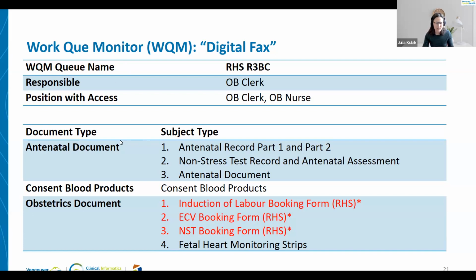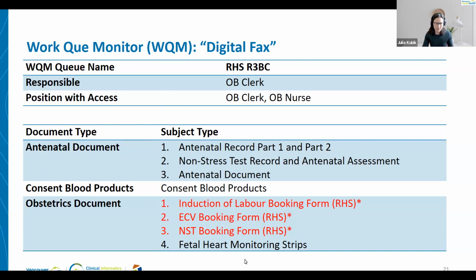And when you do that, you just have to classify them or put a label on these things. So that's what document type is. Say you received an antenatal record, you'd select the document type as antenatal document. And then more specifically in subject type, it'll be antenatal record part 1 and part 2.